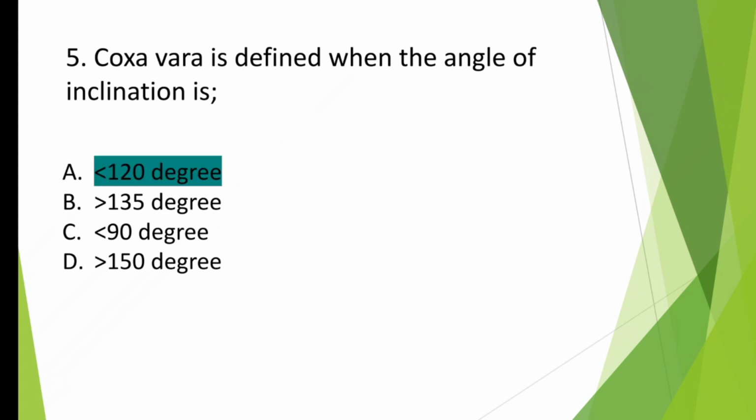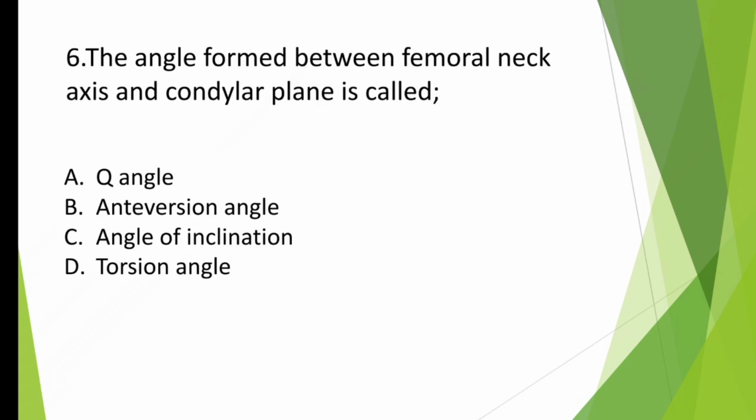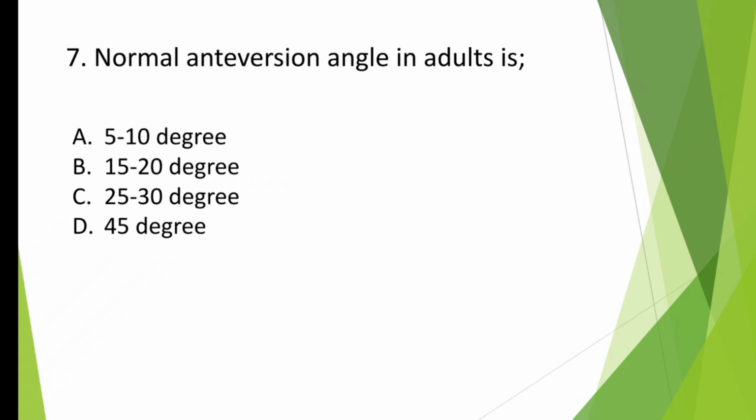Our next question is the angle formed between femoral neck axis and the condylar plane is called Q angle, anteversion angle, angle of inclination and torsion angle. And our right answer is anteversion angle. Normal anteversion angle in adult is 5 to 10 degree, 15 to 20 degree, 25 to 30 degree and 45 degree. Answer is 15 to 20 degree.